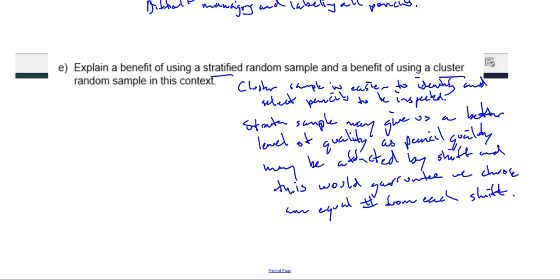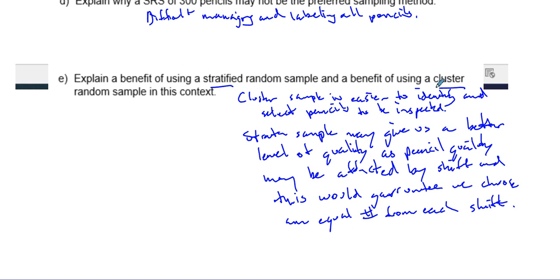And so that actually was where strata and cluster differ. Clusters are easier to get. However, a strata would actually create probably a better level of quality, give us less variation. Less variation when we do it.